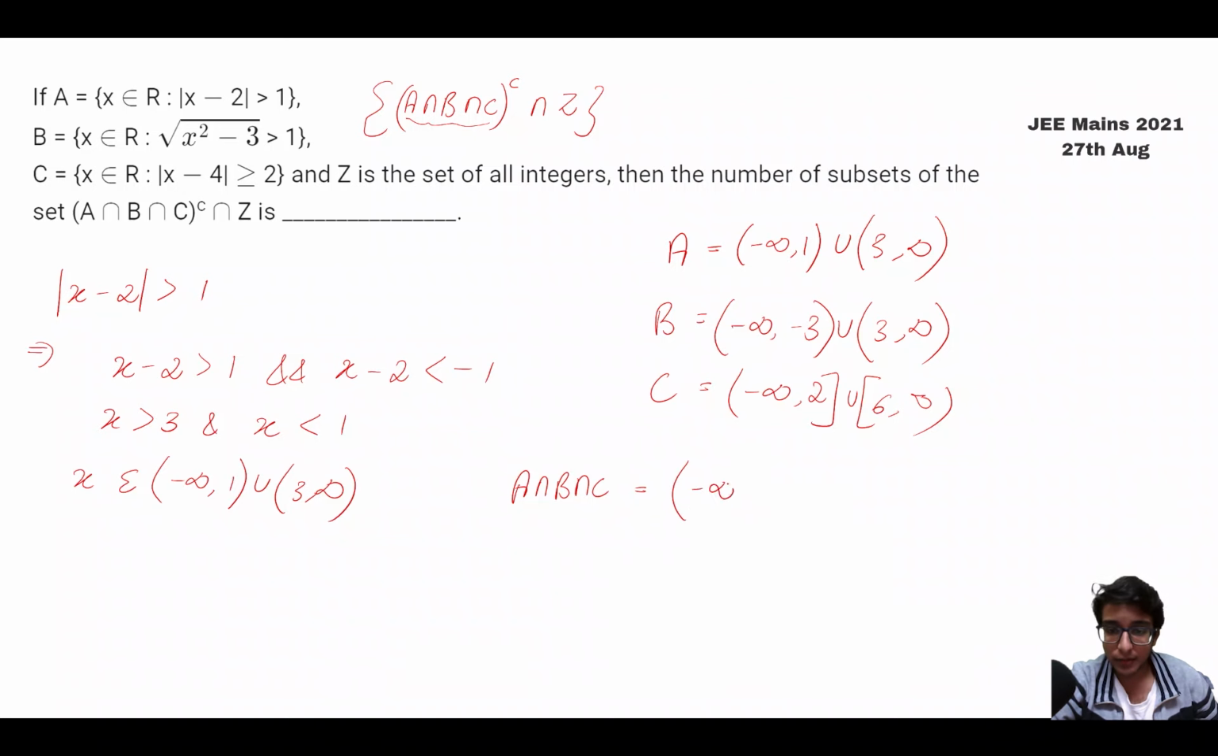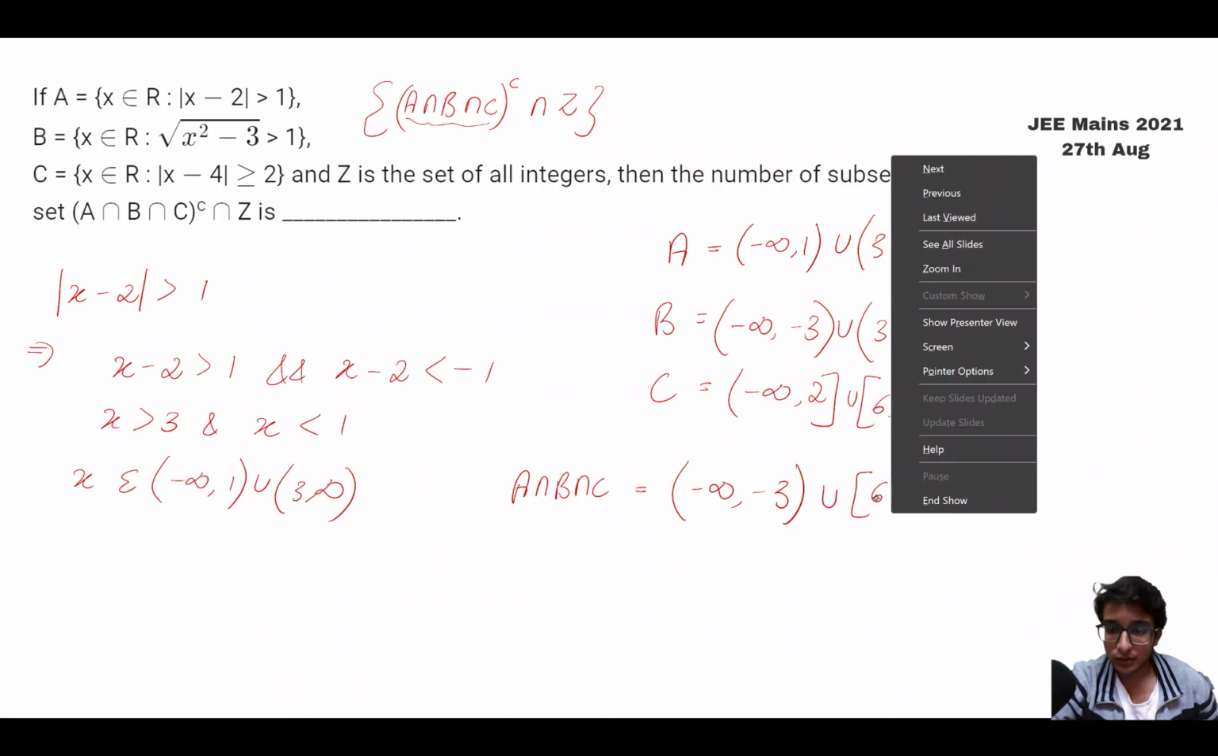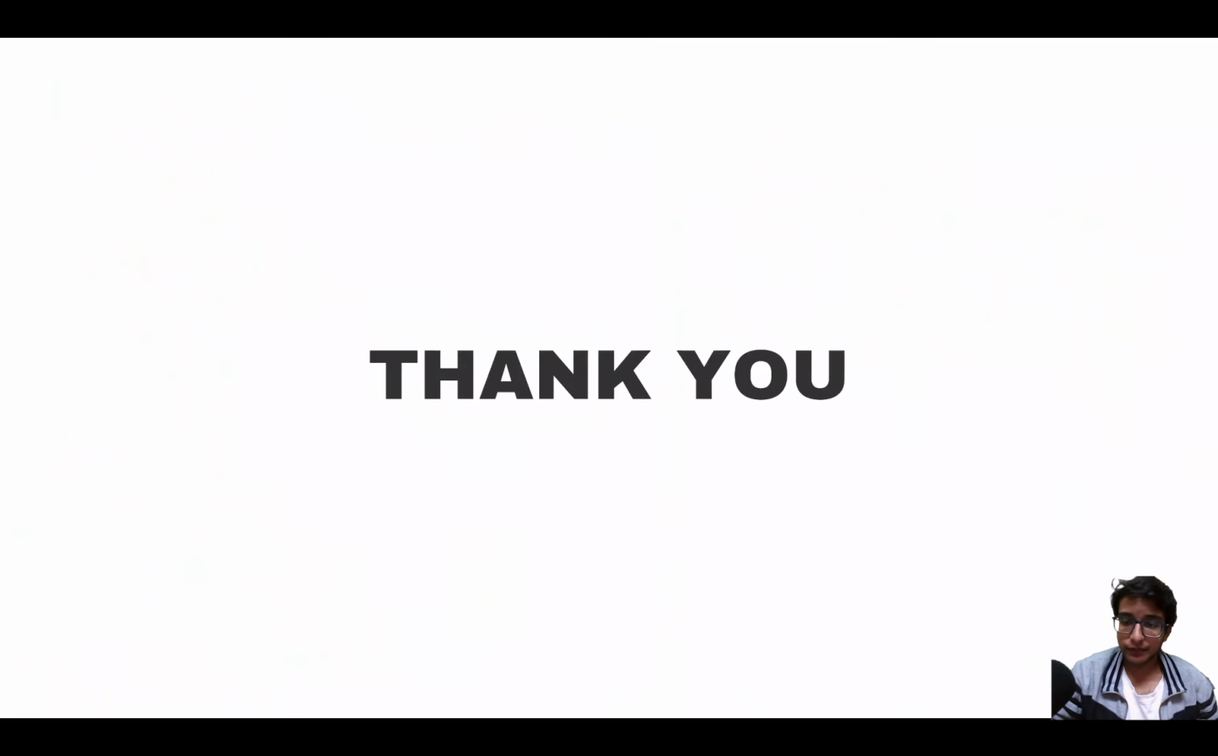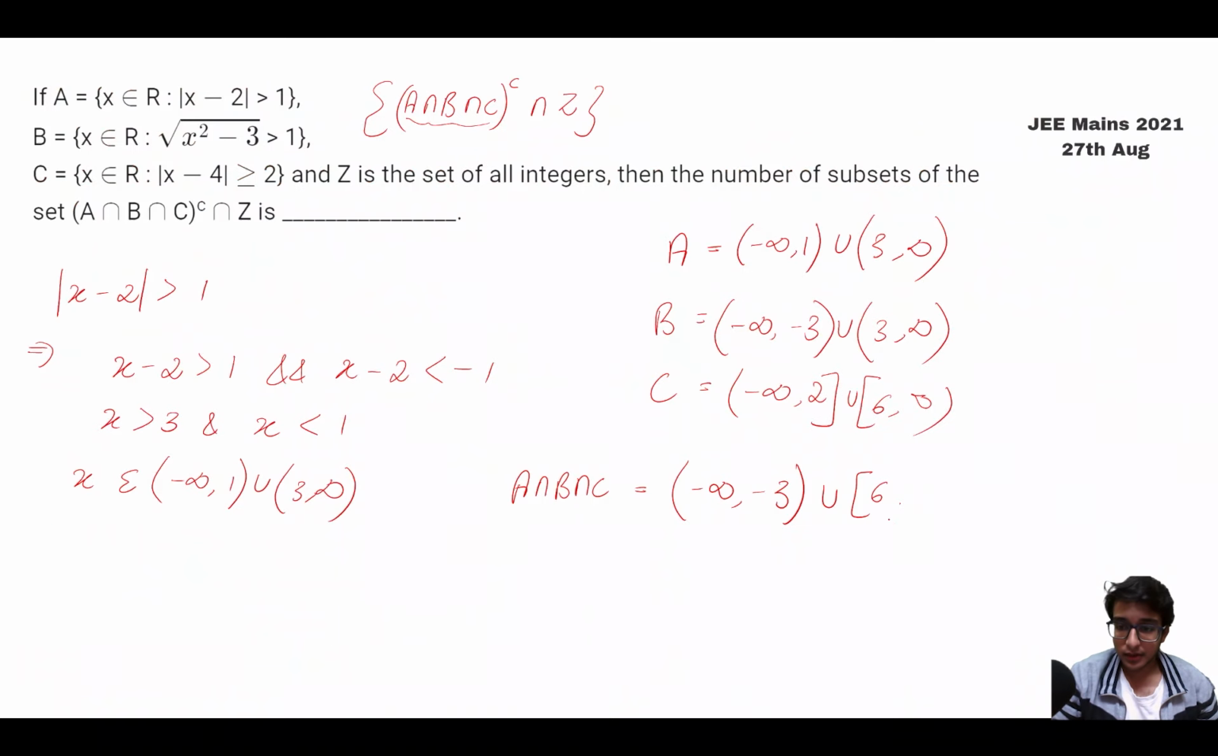So it would become from minus infinity up till minus 3 union, here I would have from 6 to infinity. So this is my A intersection B intersection C. Now what if I take its complement? So A intersection B intersection C whole complement. That means all values that are not included in this. So what are the values not included in this?